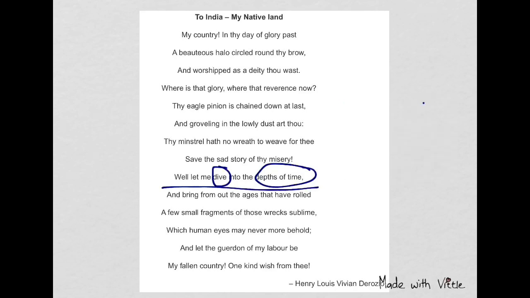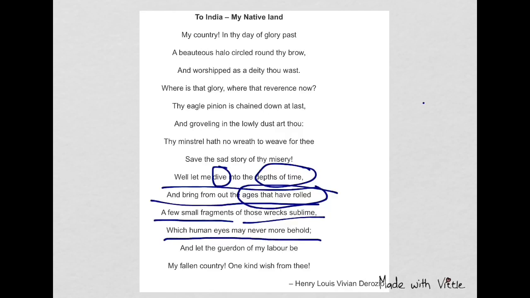And what does he want to do? And bring from out the ages that have rolled. The ages that have rolled means the past ages, the time that has gone. And what does he want to bring out from there? A few small fragments of those wrecks sublime, which human eyes may never more behold. He wants to bring out a few small fragments, that means pieces or parts. And pieces of what? Of those wrecks sublime.